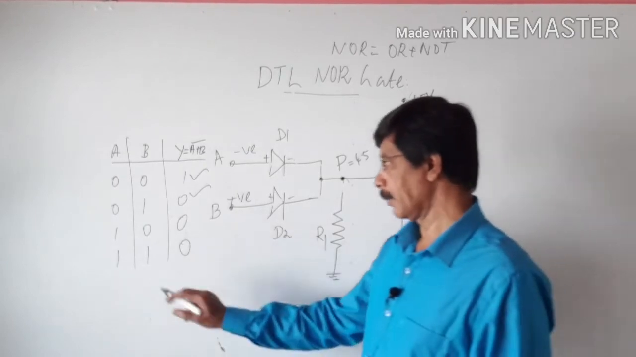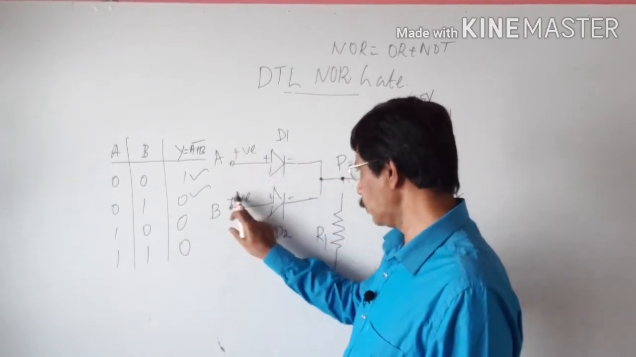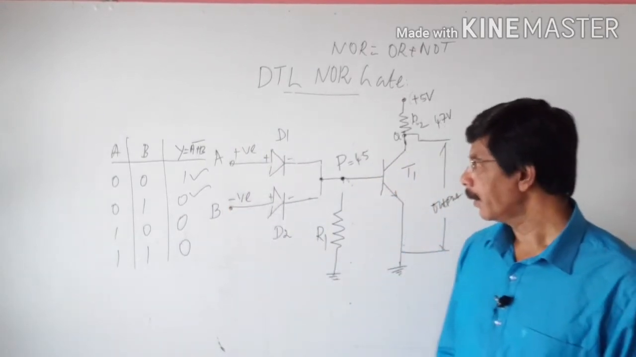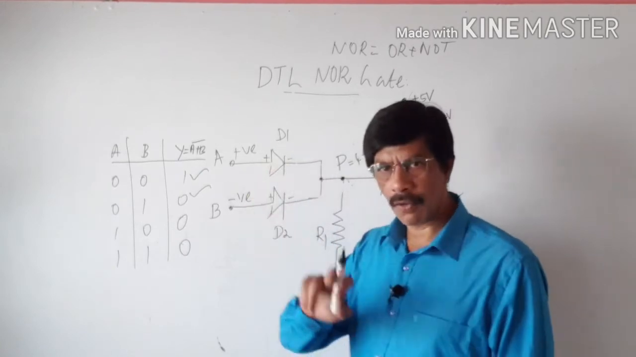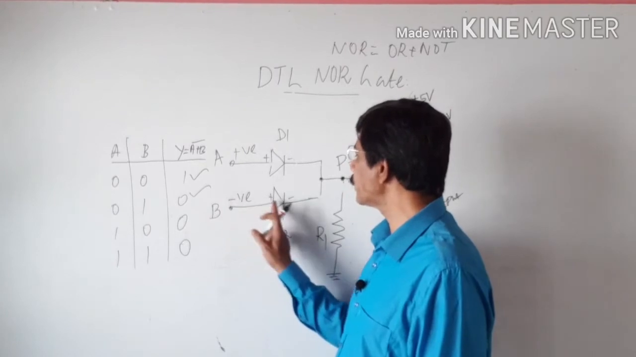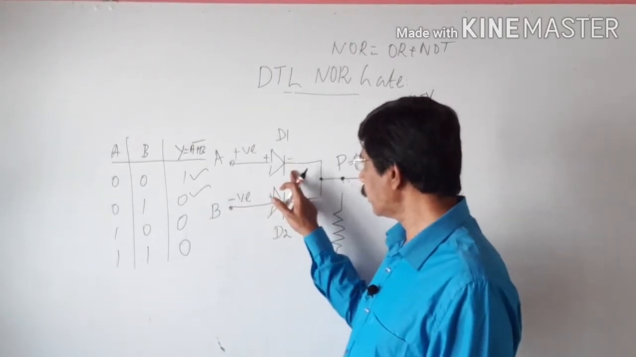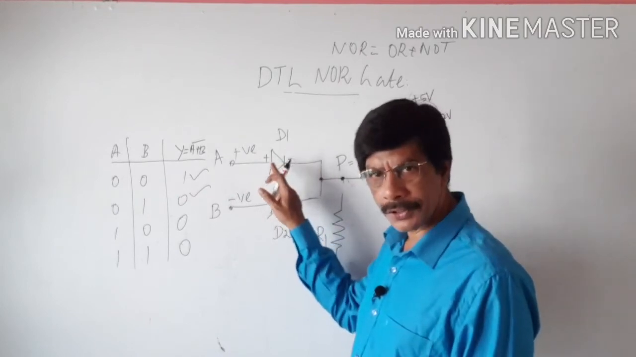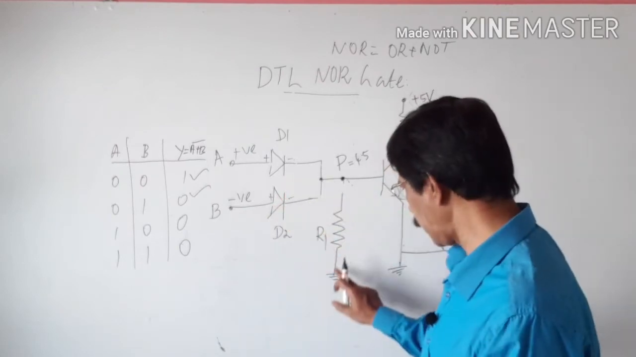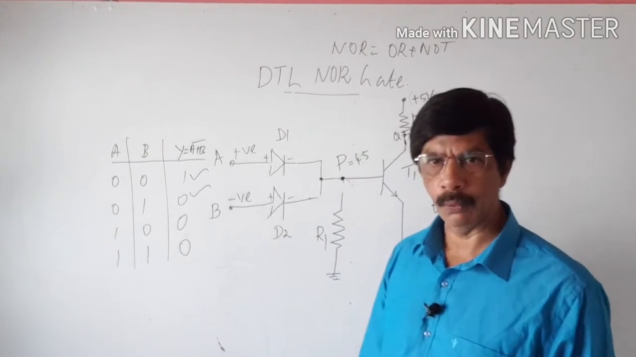The third line: A is 1, B is 0. A is positive, B is negative. Under this case, the upper diode D1 is forward biased, and the lower diode D2 is reverse biased since it is the opposite polarity. Because of D1, the circuit is closed and starts conducting. The current flows and causes a voltage drop across R1, which is almost equal to 4.5 volt.